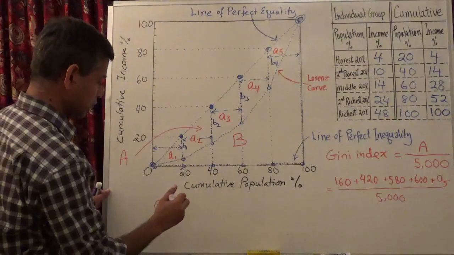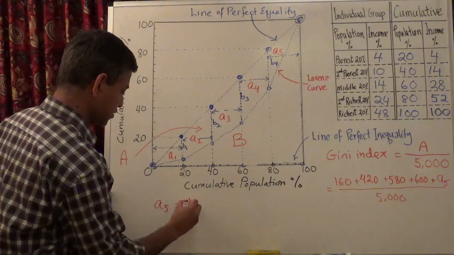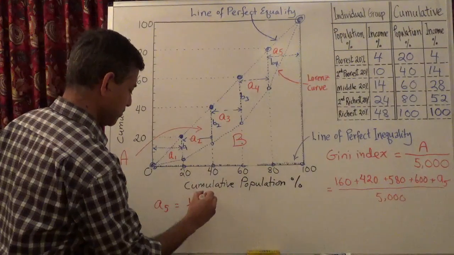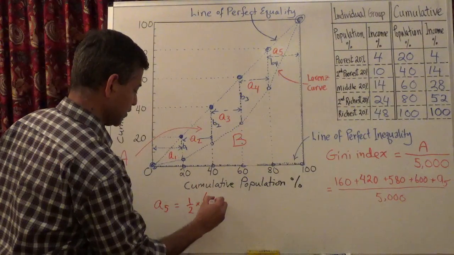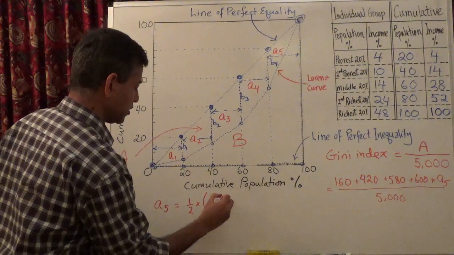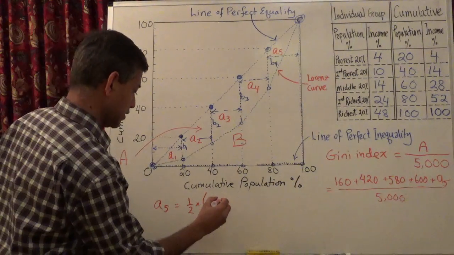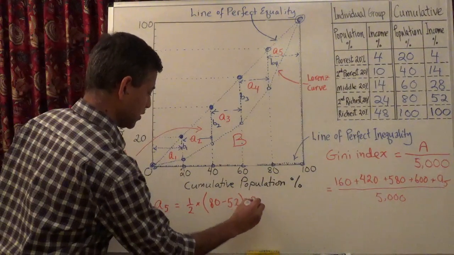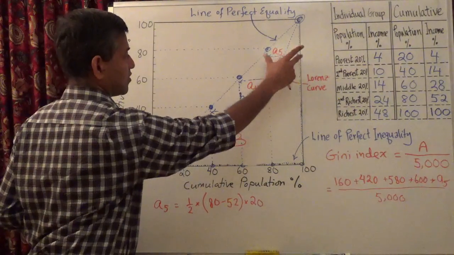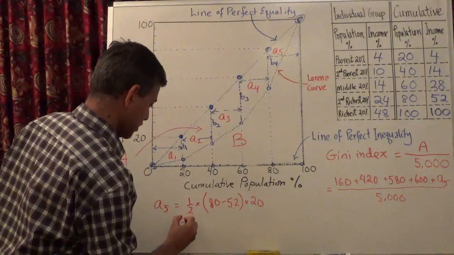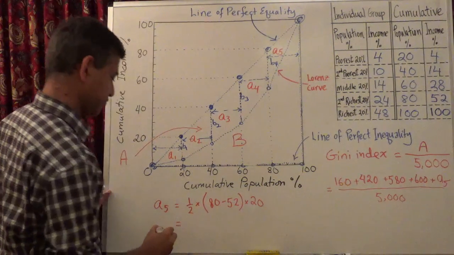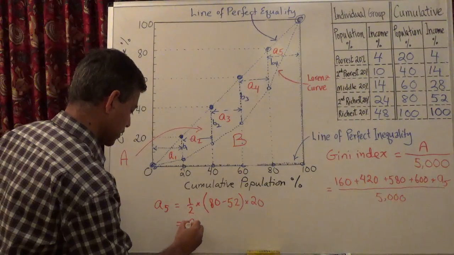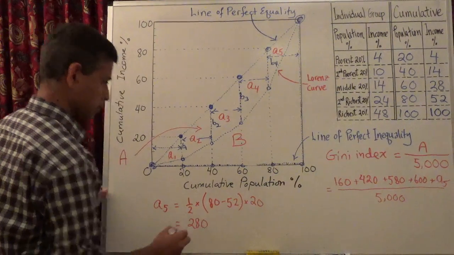Back to calculation of area A5, it's just a triangle, so half times simply this base. And the length is what we just looked at a little while ago, 80 minus 52. And the height is this 20. And this would give us 280. Okay.